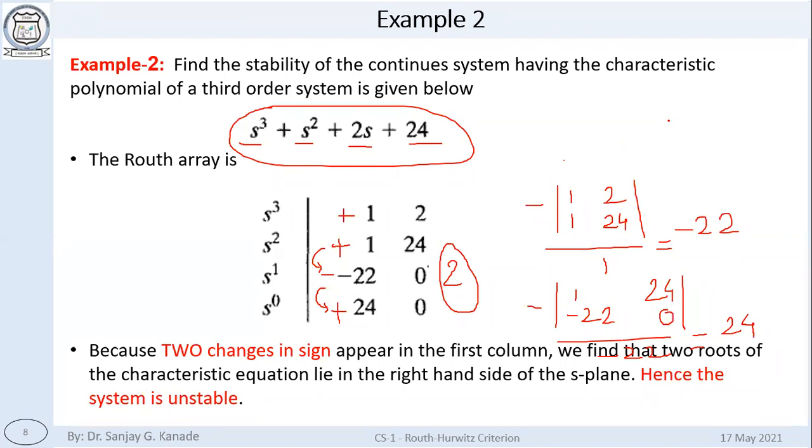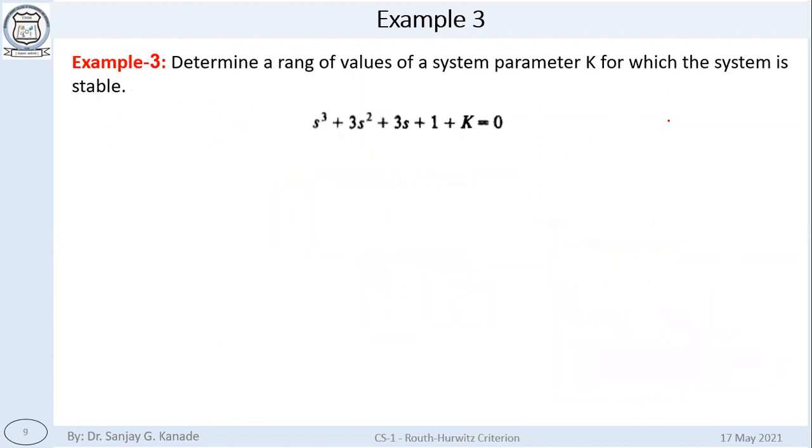Okay, so in this case, you can see there are 2 sign changes, so therefore the system is unstable. So as you can see, this is quite straightforward to find out the stability without actually calculating the roots or without actually calculating the poles of the system. Okay. However, you will not be presented with that simple of a problem in exams. Some additional thing you have to do.